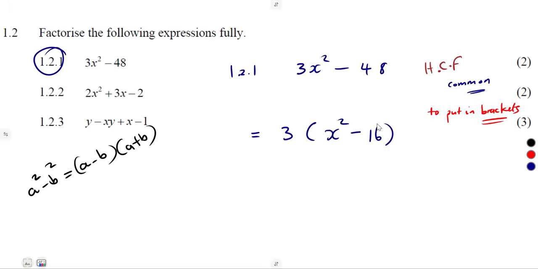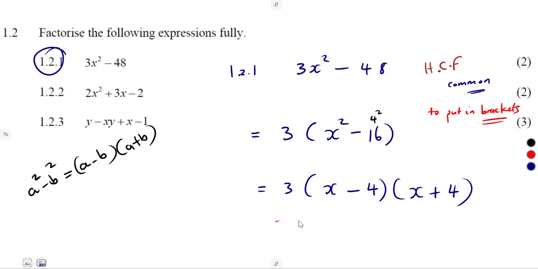16 here can be written as 4 squared. So it's a difference of two squares. There is x, there is 4 raised to the power of 2. So those are the two numbers that we need. So it's 3 into x minus the square root of 16, which is 4. Another bracket is going to add, so that's x plus 4.